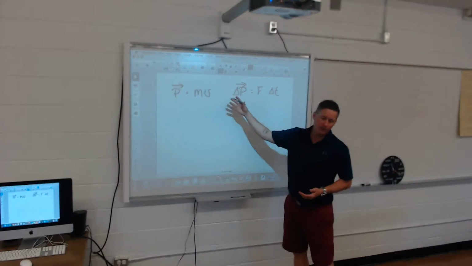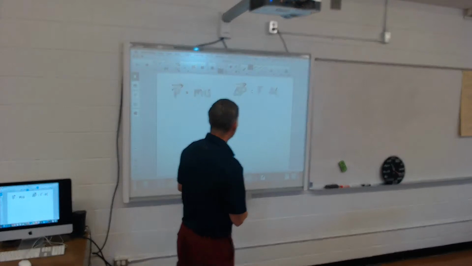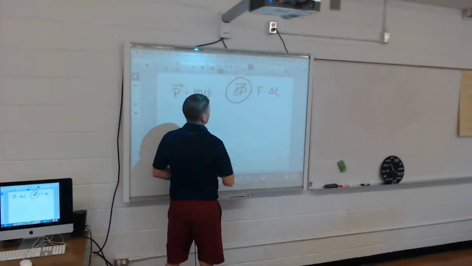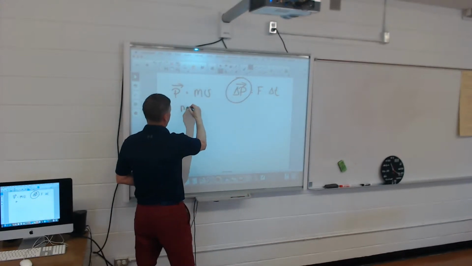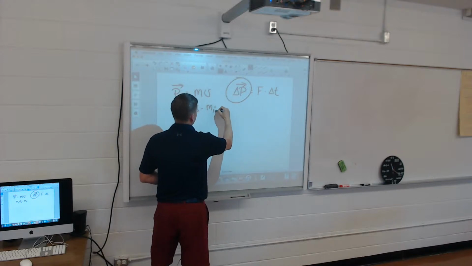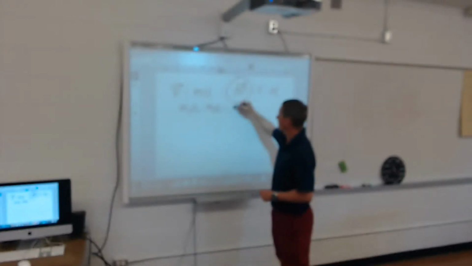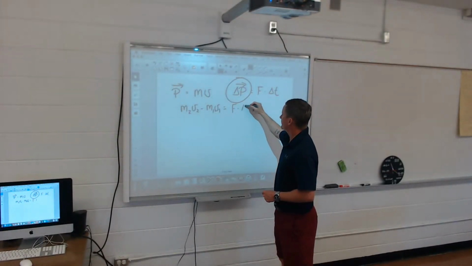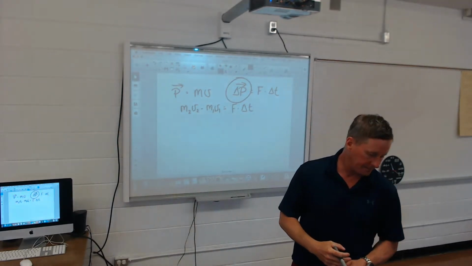Now I can look at how impulse and momentum work together, because impulse is essentially the change in momentum. So if I take m2 v2 and subtract m1 v1, I'm finding my change in momentum. And that is the same as my impulse, which is force times time.